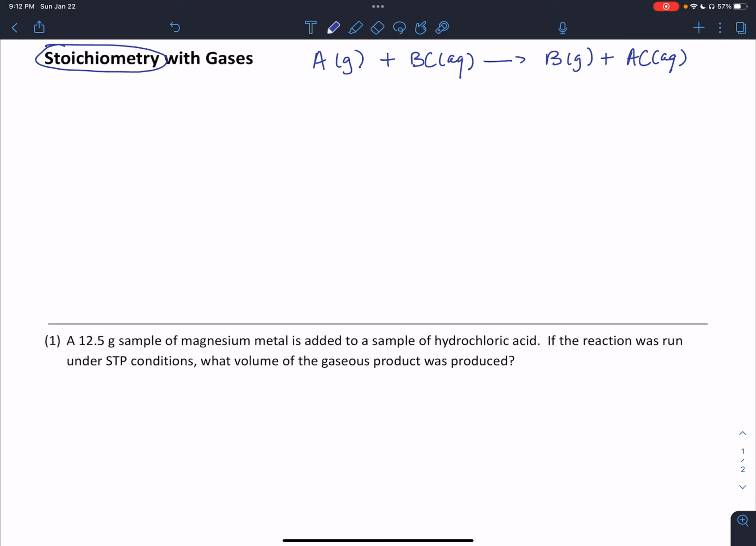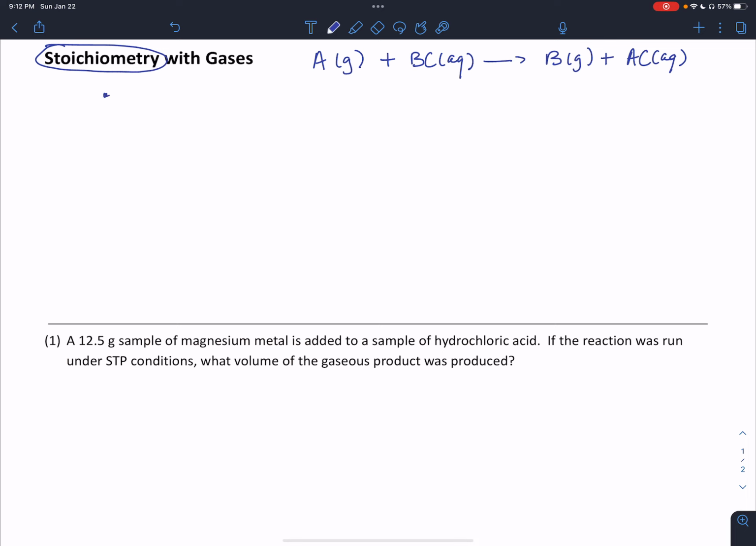All right, when we do stoichiometry calculations and gases are involved, you need to pay attention to the conditions. You are either going to be at STP, which means standard temperature and pressure, or you're not. If you are at STP, you can use molar volume as part of your conversions. If you're not at STP, you cannot. So you have to pay attention to whether you are at STP.